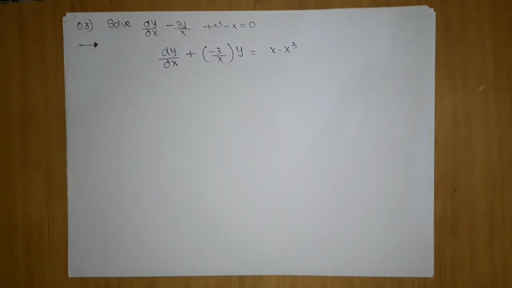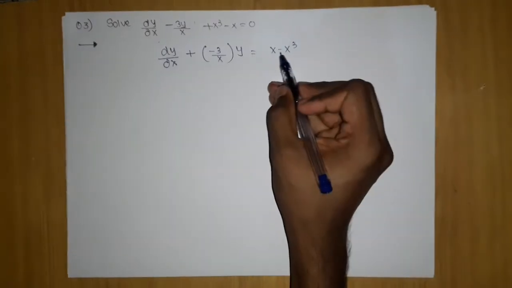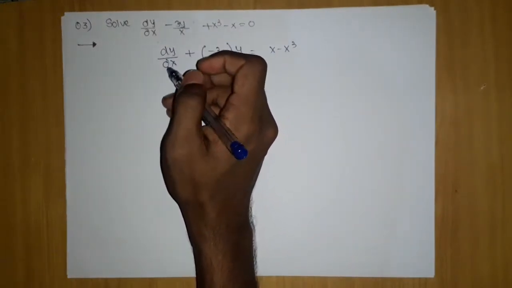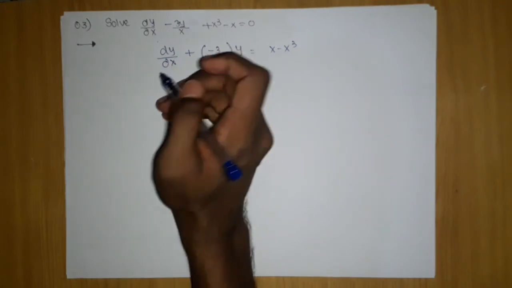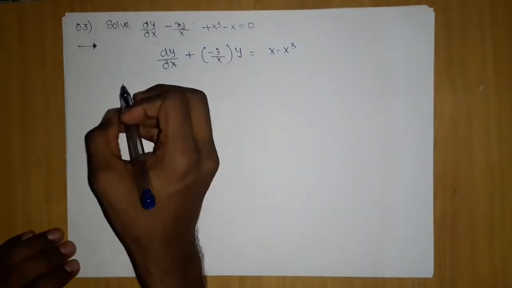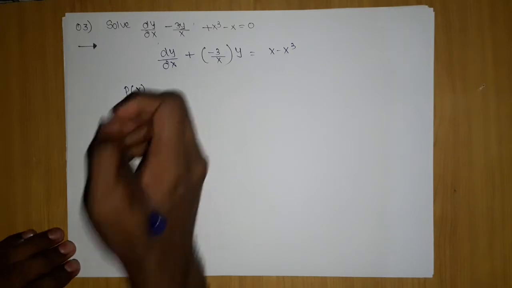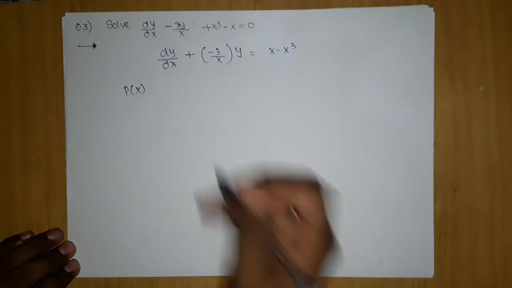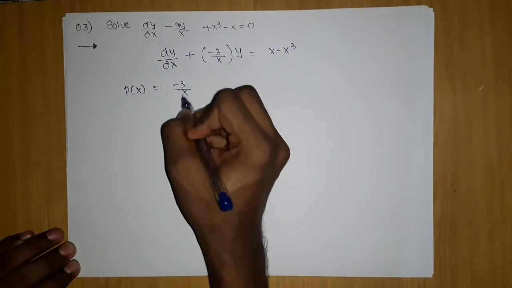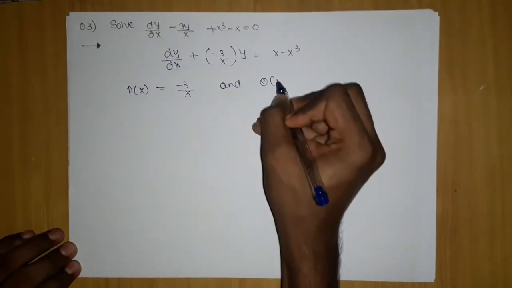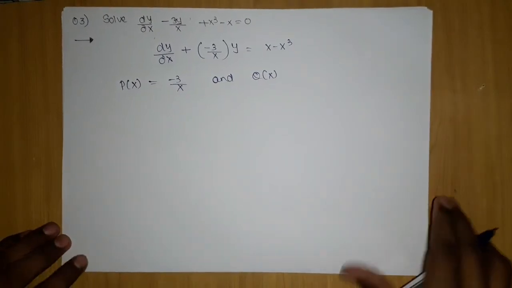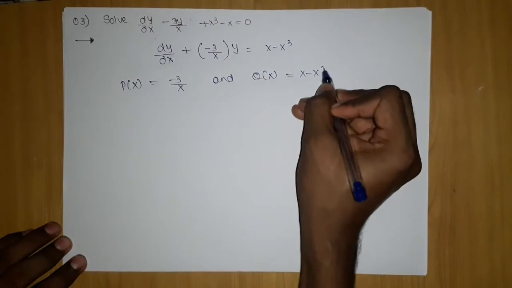Remember, whatever independent variable function will be a function of x. And why did we keep this term here? Because it has y attached to it, which can act as my p of x into y. Now you can identify that this is a first order linear differential equation of the form dy by dx plus p of x into y equals q of x, where p of x is minus 3 by x, and q of x is x minus x cube.